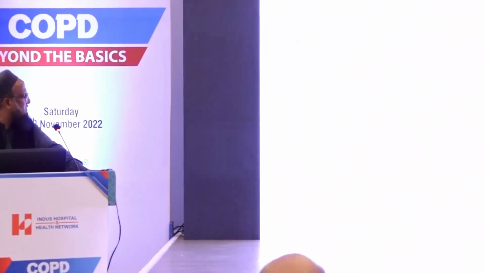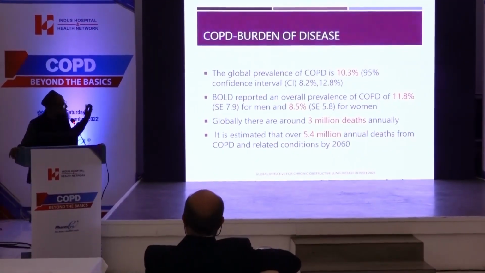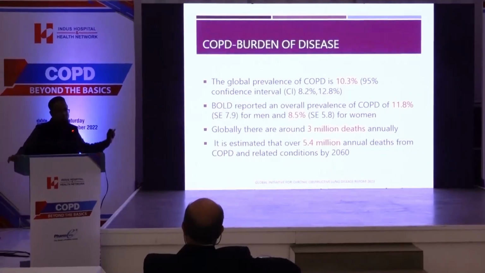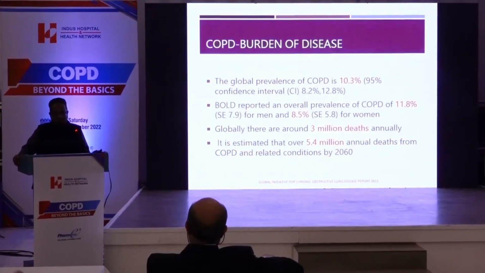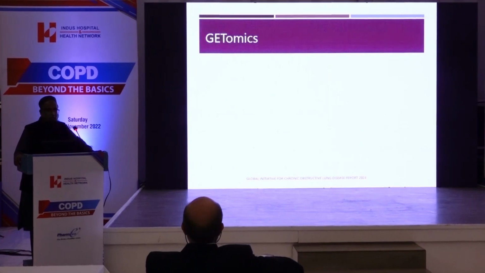If you look at the prevalence, the global prevalence is 10.3%; in men it's 11.8% and in women it's 8.5%, with around 3 million deaths annually. It is estimated that the toll will go up, and by 2060 it is estimated that 5.4 million people will die because of this disease. This is a summary of the whole literature about prevalence. I summarized all these things in just one slide to let you think about the impact of this disease on healthcare.